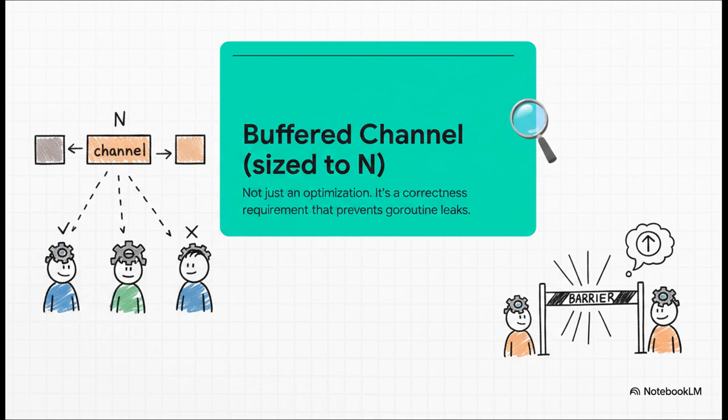We use something called a buffered channel, and here's the critical part. The size of that buffer has to be exactly the same as the number of workers we launched. And this is not for performance, this is a correctness requirement. It's what guarantees that even if our main function sees an error and decides to stop listening early, the other workers still have a place to drop off their results so they can finish their work and exit cleanly. Without this, they'd be blocked forever, creating a nasty bug called a goroutine leak.